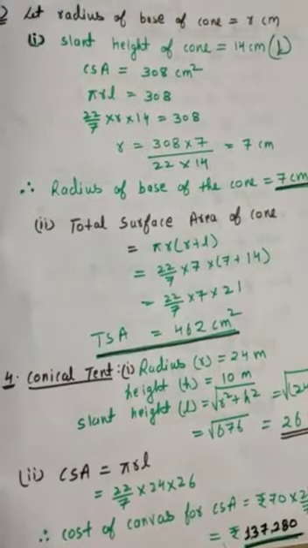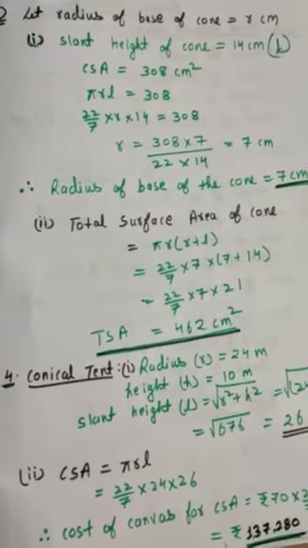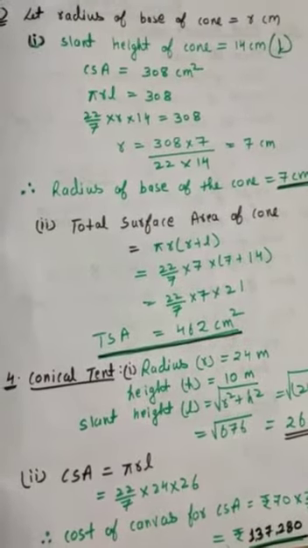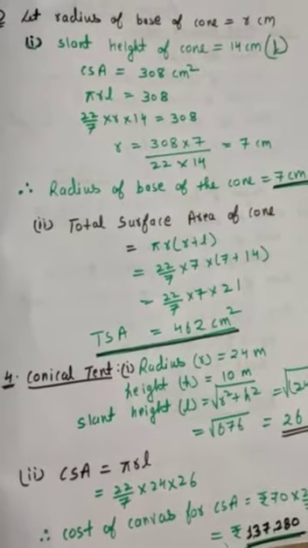So I hope all of you are getting how to solve these sums. Just the formula is most important. You should know how to calculate CSA, how to calculate TSA, and what the formula for slant height is.